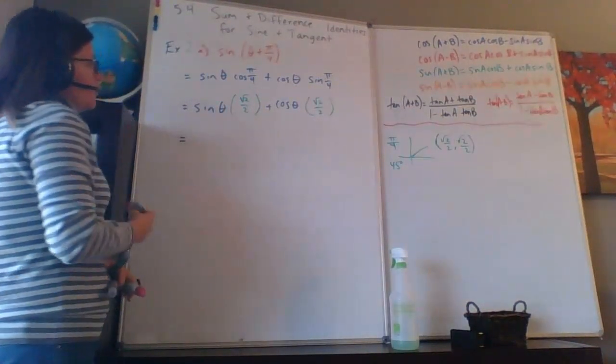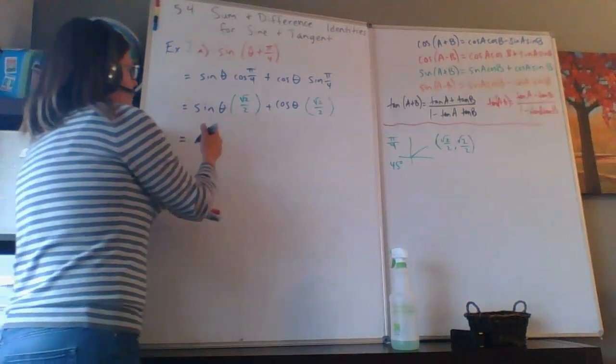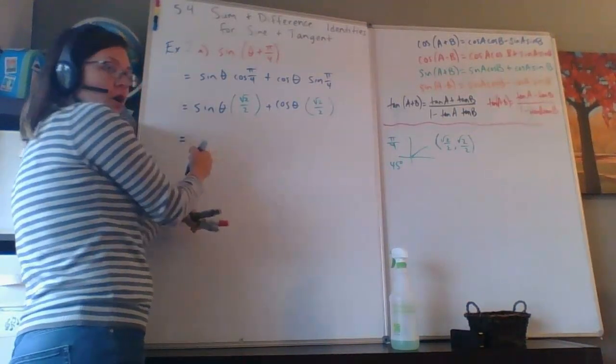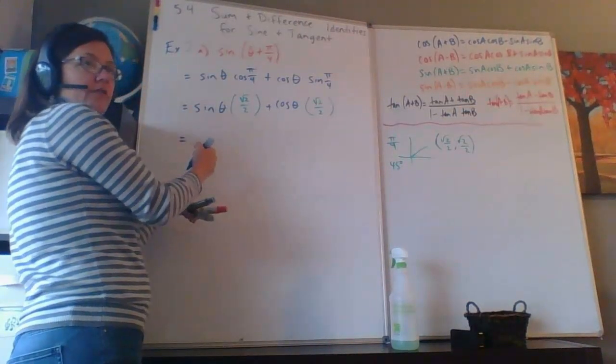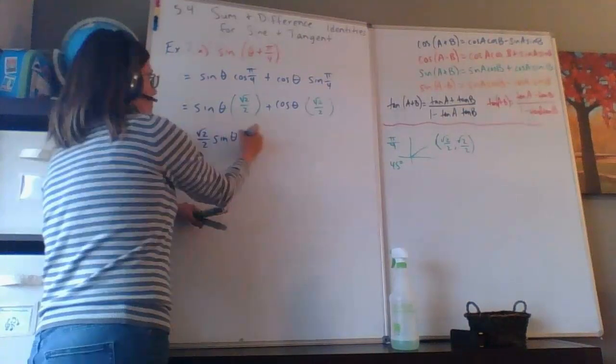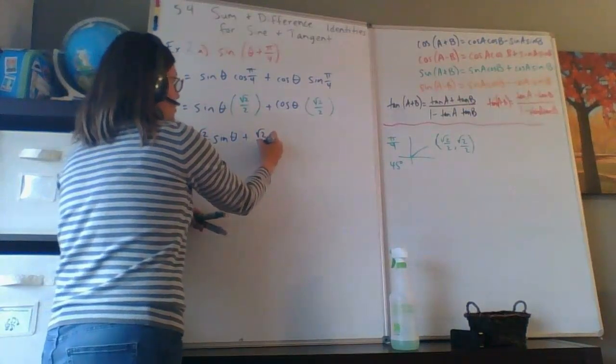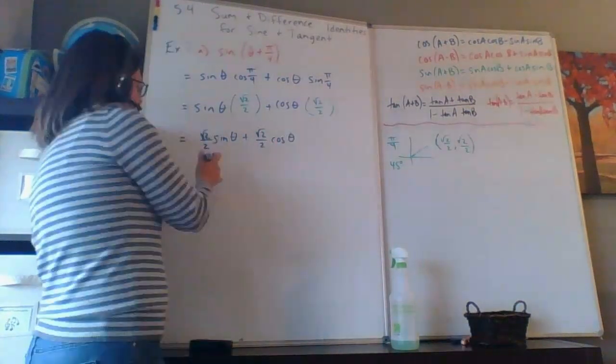Now there are multiple ways to write the final answer. Normally we put our coefficient in front of our expressions, so we go rad 2 over 2 sine theta plus rad 2 over 2 cosine theta. This would be an acceptable answer.